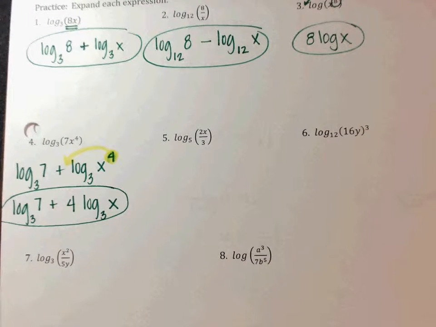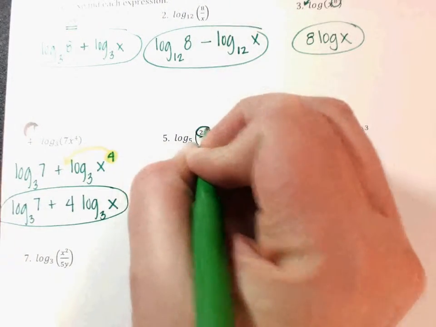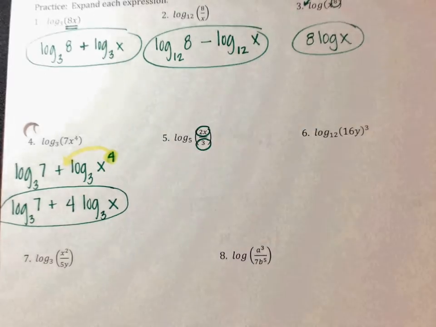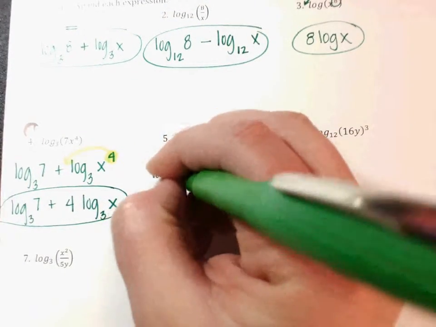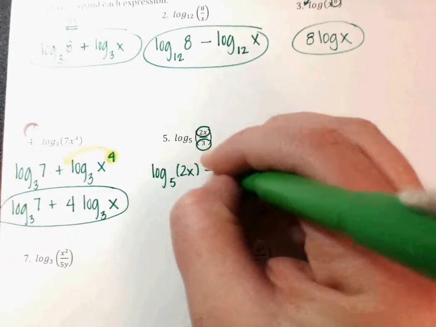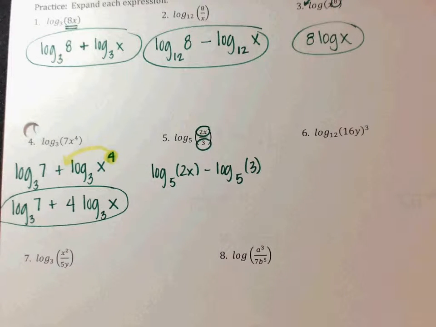Alright, so now take a look at number 5. This is where you have to start paying attention to order of operations. When I'm doing number 5, I'm going to split this up first into 2x divided by 3. So I'm going to start off with 2 logs. I'll have log little 5 of 2x minus log little 5 of 3. Now, does it make sense why I'm subtracting those two? Because it was 2x on top and then divided by my 3.